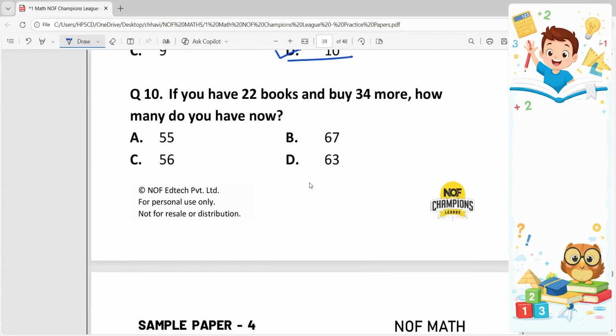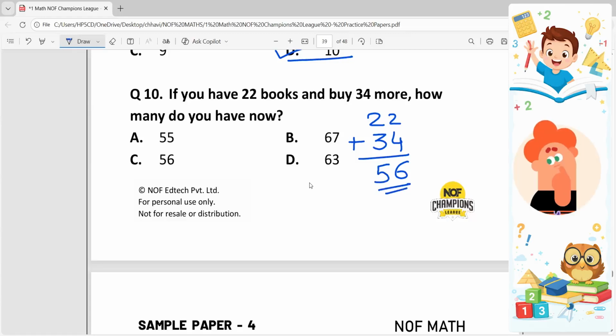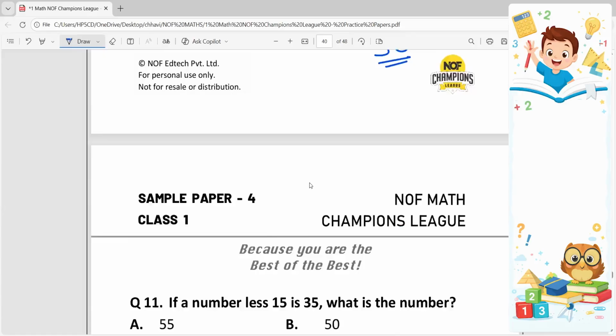10th one. If you have 22 books and buy 34 more, how many do you have now? So 22 plus 34. What is it? 4 plus 2, 4, 5, 6 and 3 plus 2, 5. So we have 56 books and this is option number C. So C is the correct answer.